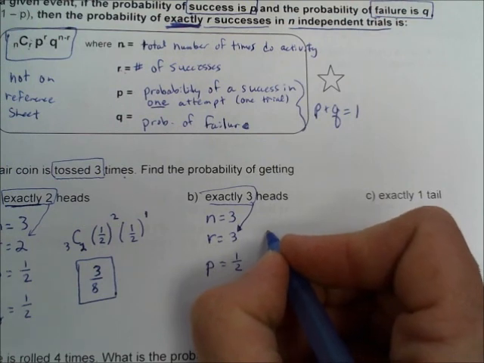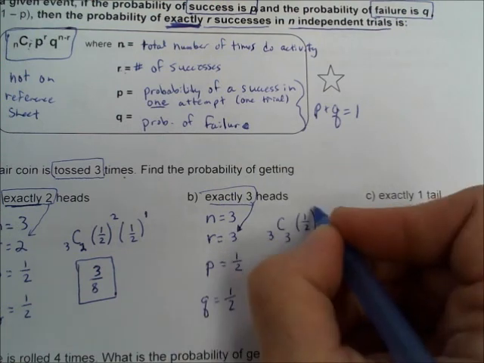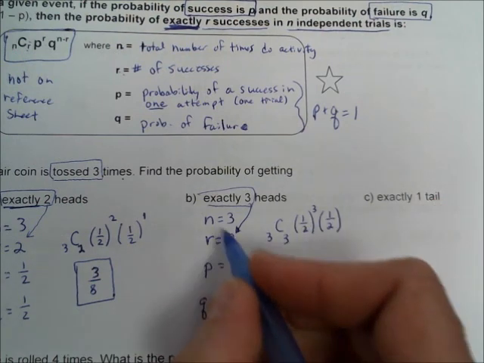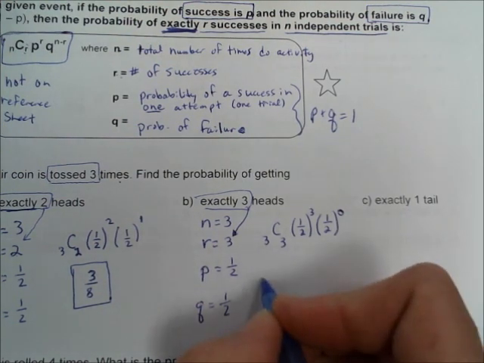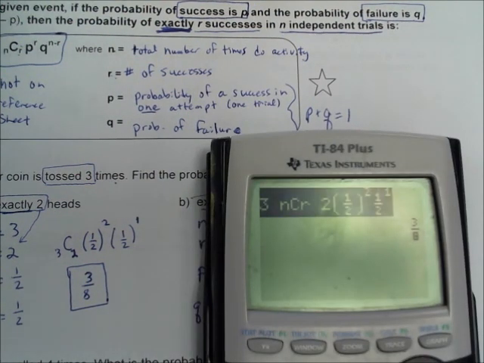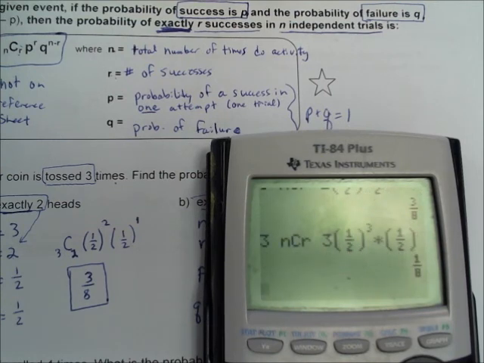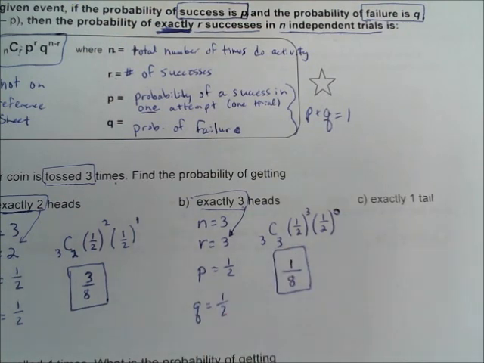So the formula goes nCr, so 3C3 times P to the R. This time it's 1/2 to the 3rd power times Q to the n minus r. Well, n minus r is 3 minus 3, which is 0. So it's 1/2 to the 0 power, and that will give us our probability. I'm just going to push the up arrow button so I don't have to type everything all over again, because the only thing that changes is that instead of 3C2, we're going to do 3C3. And instead of 1/2 to the 2, we're going to do 1/2 to the 3rd. And the second 1/2, we're going to raise to the 0 power. And that answer is 1 out of 8. So we have a 1 in 8 chance of flipping 3 heads after we flip a coin 3 times.